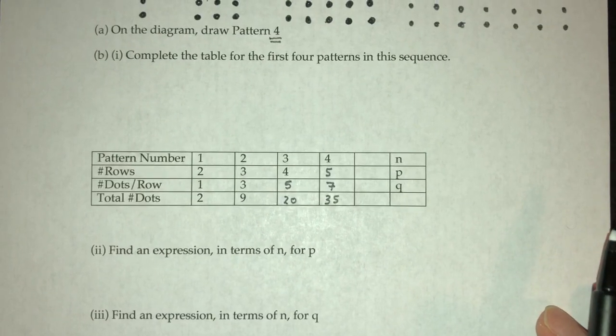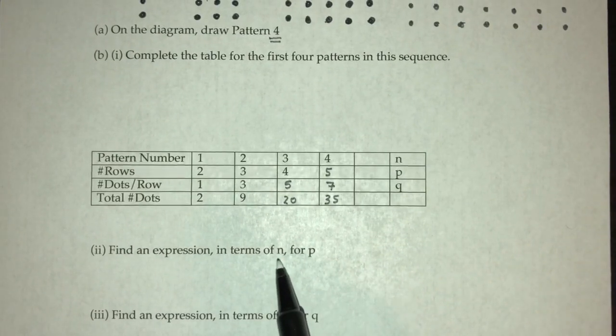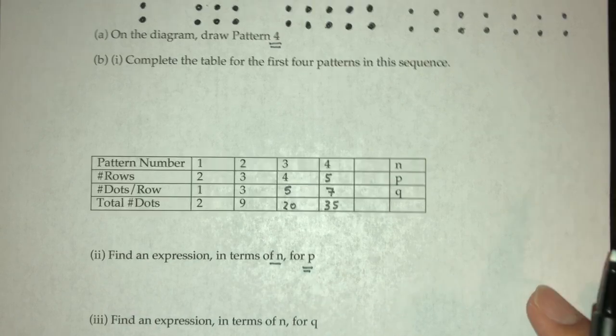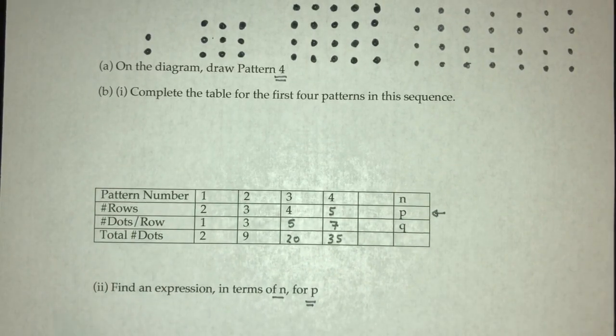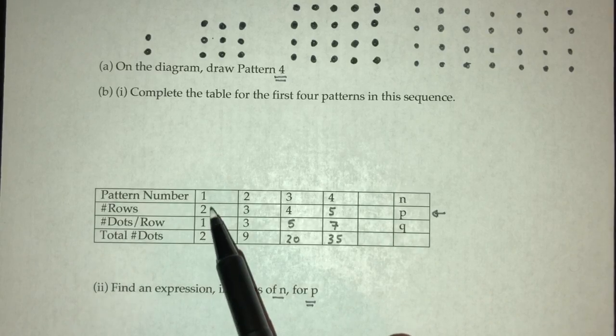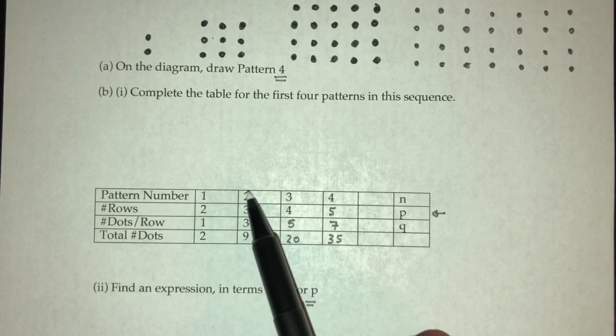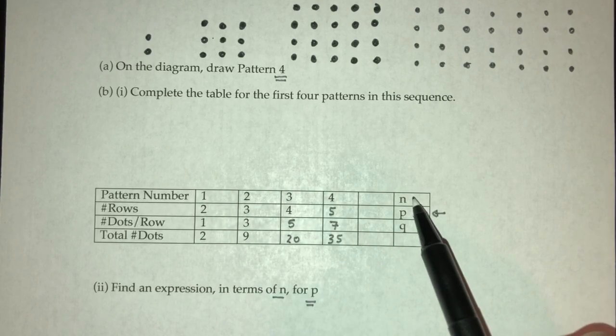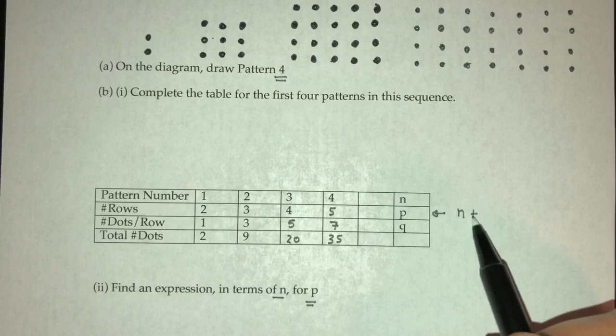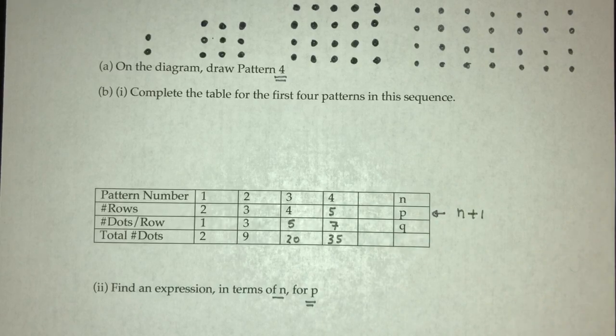Now part C, we have to find the expression in terms of n for P. So what is P? P is simply the number of rows. So if you observe, when the pattern was 1, the number of rows was 2. Then it was 3, then 4, then 5. So if it's n, it has to be n plus 1, right? So P has to be n plus 1.